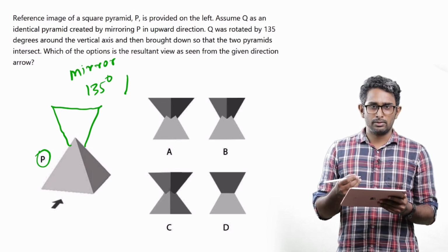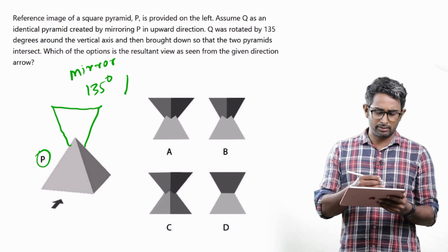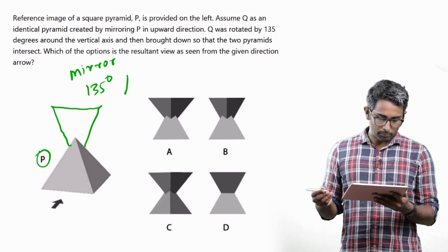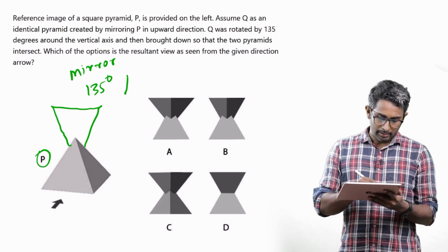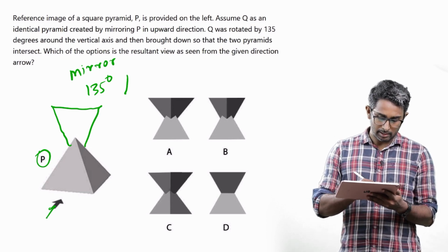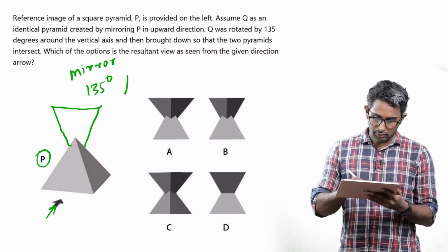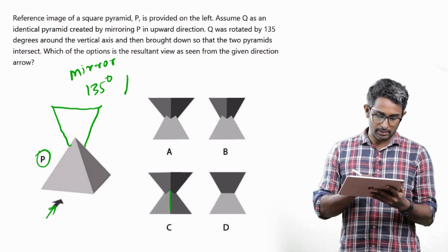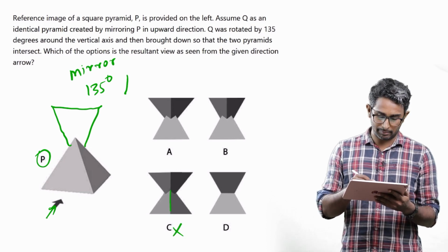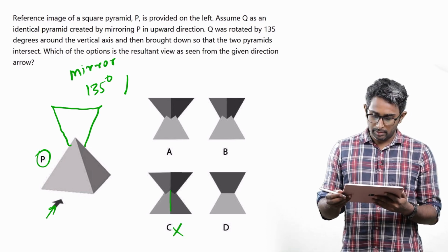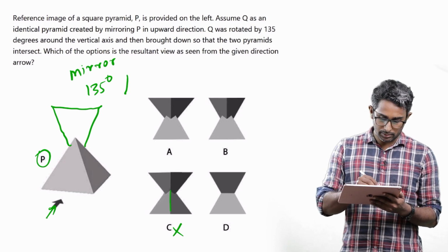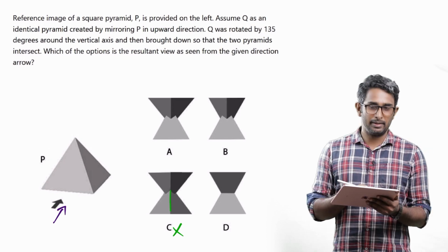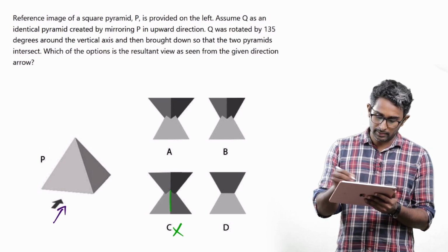Now let's try to eliminate some of the options even without solving it directly. If you look at option C, with respect to the arrow mark, the viewpoint, we actually cannot see this particular edge which is visible in option C. So we can eliminate option C. Now to understand this question very carefully, let me draw the top view of the pyramid Q for solving this particular question.